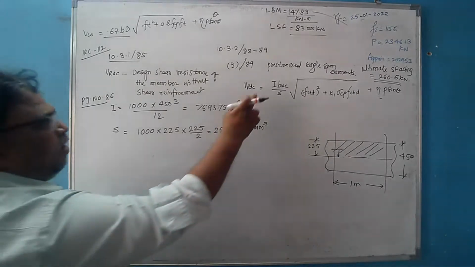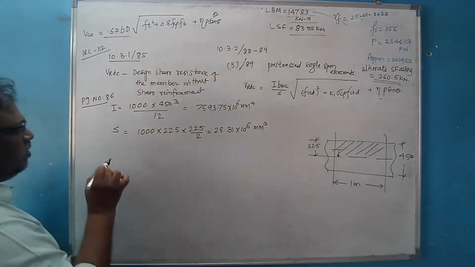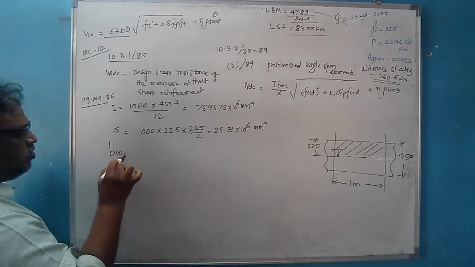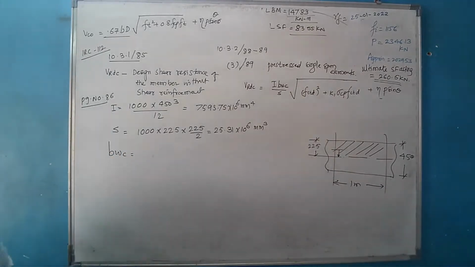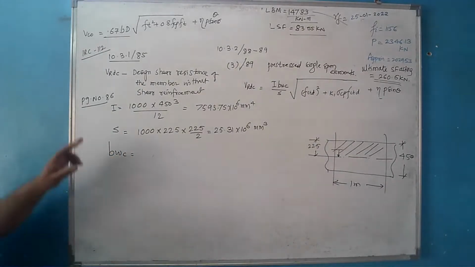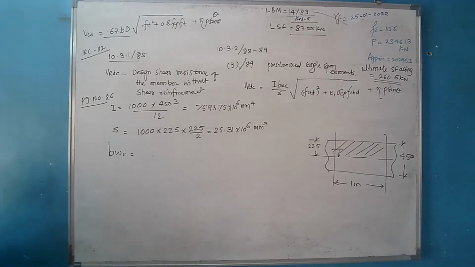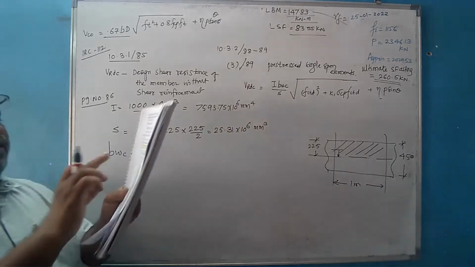So we have got the value of I, we have got the value of S. Now it is bwc. How to get the value of bwc? ये सब नोटेशन पेज नंबर 86 के ऊपर डिफाइन किया है. प्लीज रेफर पेज नंबर 86. Here you will find bwc.